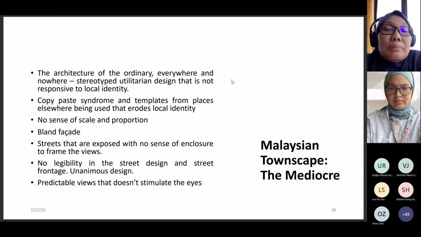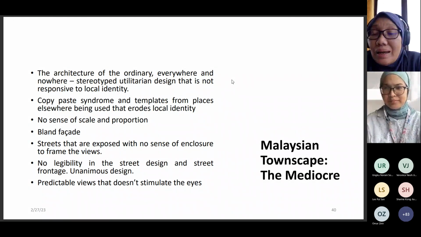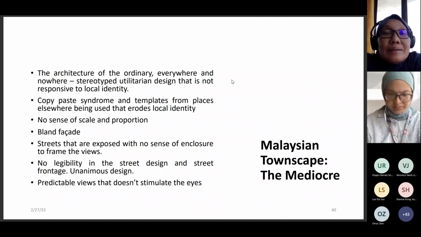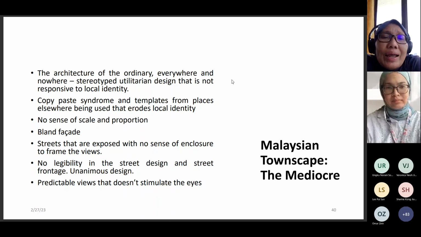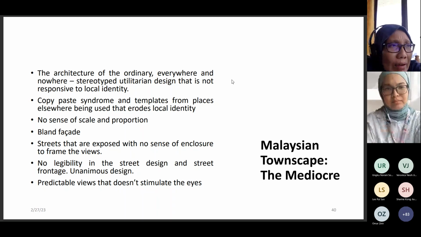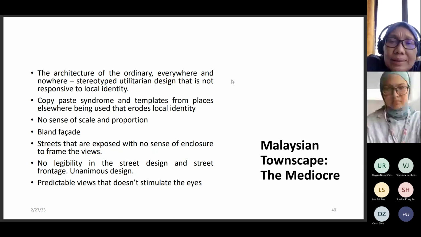Okay, we finally go into the mediocre. There's nothing much to talk about, but mediocrity is breeding everywhere in our cities in Asia. We have a situation where there is the architecture of the ordinary, everywhere and nowhere. I always like to use the term everywhere, nowhere. It means it hasn't got any value as far as identity or sense of place is concerned, because you can see it anywhere. And it's a very stereotyped kind of townscape, very utilitarian in design, that is not responsive to local identity.